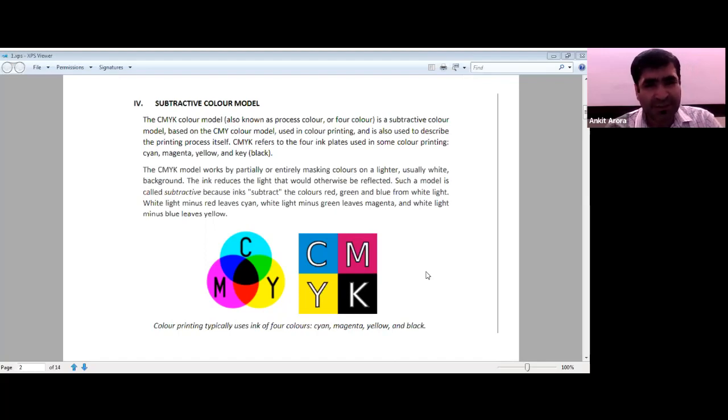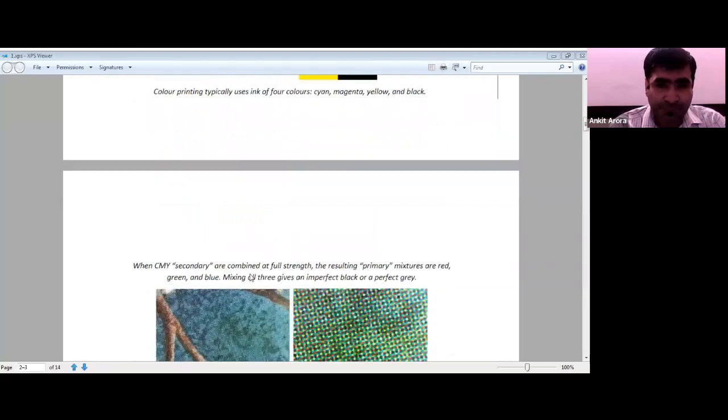So as the word suggests, you are subtracting colors. In additive you add, so red plus green makes something, red plus yellow makes something. That's how it works. And CMYK is basically subtractive. So when you overlap cyan and magenta, you get a formation which is blue, and red and green, as it is shown in the image. White light minus red leaves cyan, white light minus green leaves magenta. So we are subtracting color from white light overall. That is how this works, and these are the primary models that usually are followed.